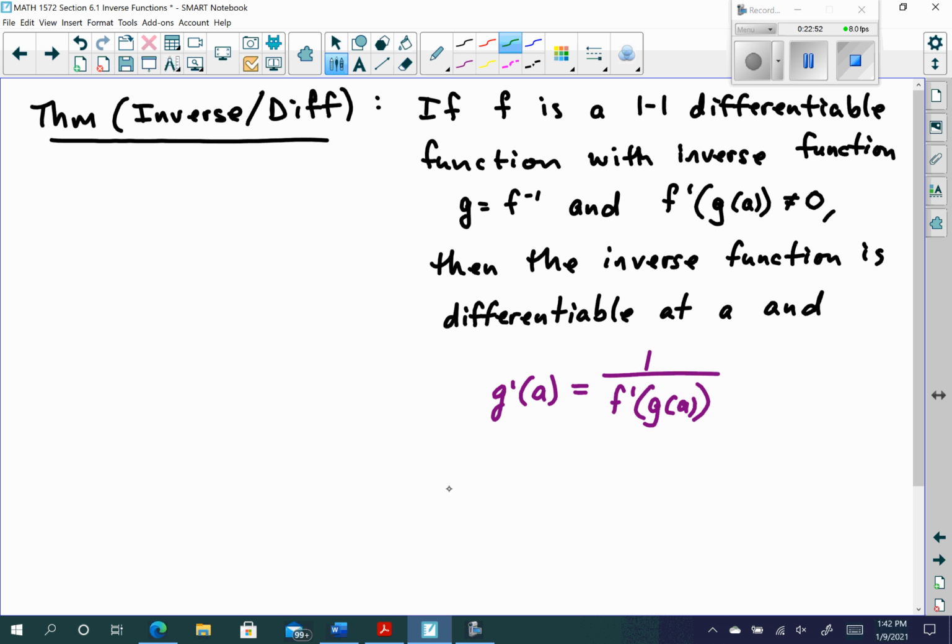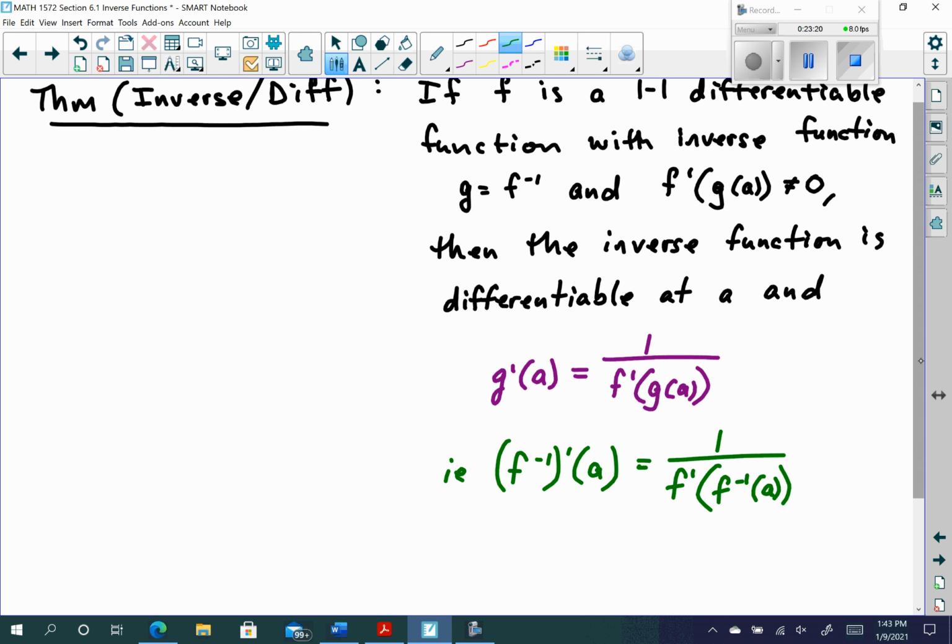So going back to another way to write this, instead of g, you could see how much more complicated this looks using the actual inverse notation. But this would be the derivative of the inverse at a would be the same as 1 over f prime of the inverse evaluated at x equals a. But both of these are decent formulas that we can keep using for our examples.